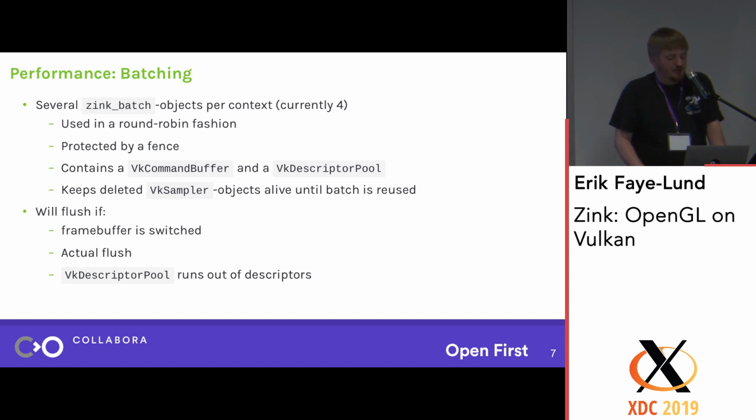And it will flush to use a different Zink batch object whenever a frame buffer is switched. This is just to reduce some tracking complexity. It also flushes whenever there's an actual flush from the API, or whenever the descriptor pool runs out of descriptors.